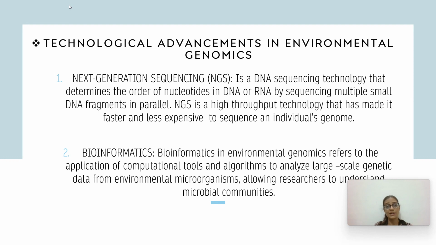Technological advancement in environmental genomics. First is next generation sequencing, NGS. It is a DNA sequencing technology that determines the order of nucleotides in DNA or RNA by sequencing multiple DNA fragments in parallel. NGS is a high-throughput technology that has made it faster and less expensive to sequence the entire genome.